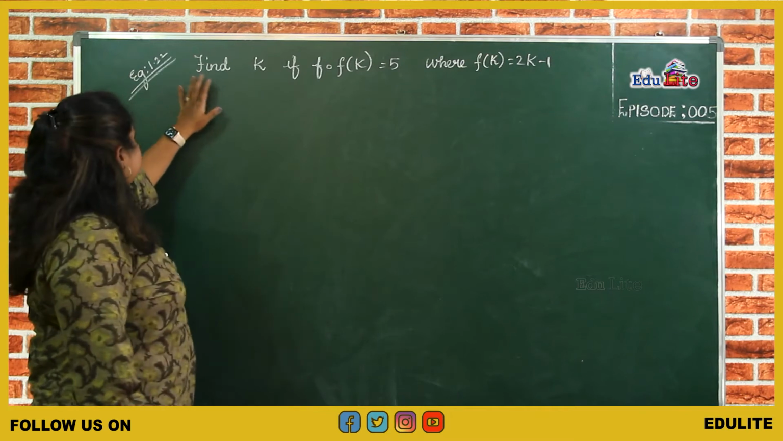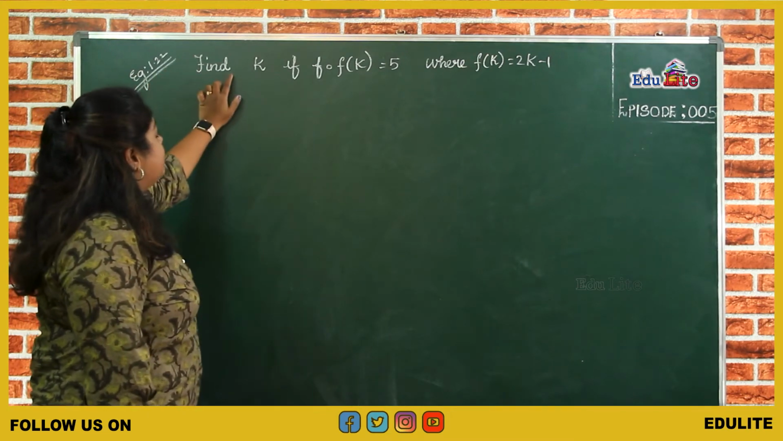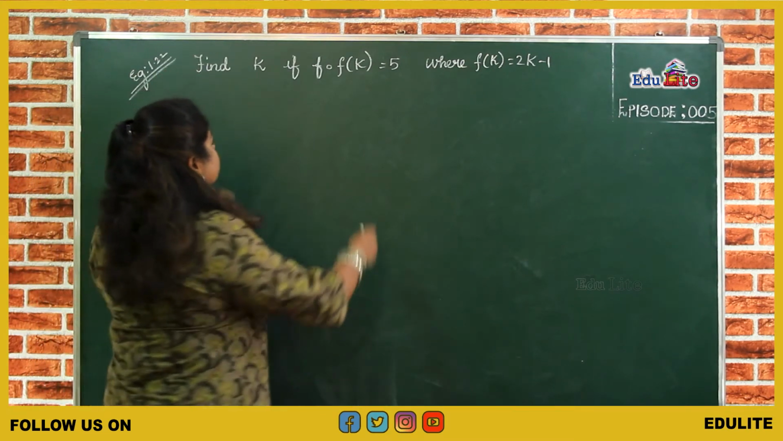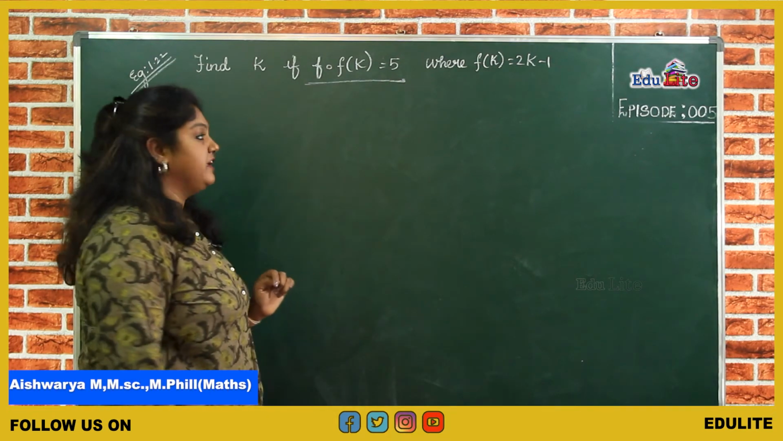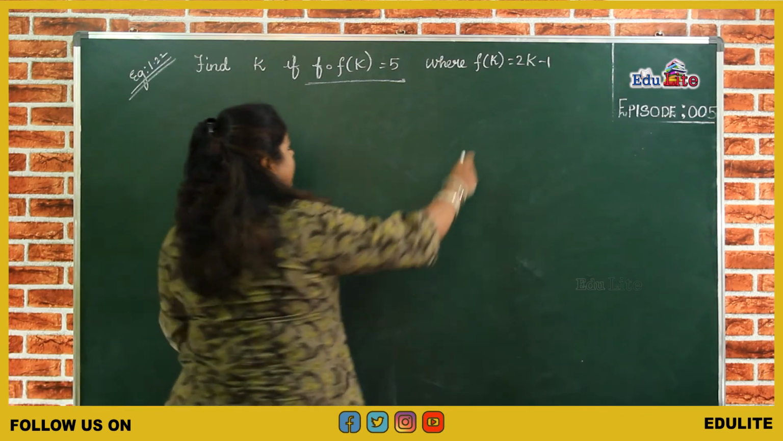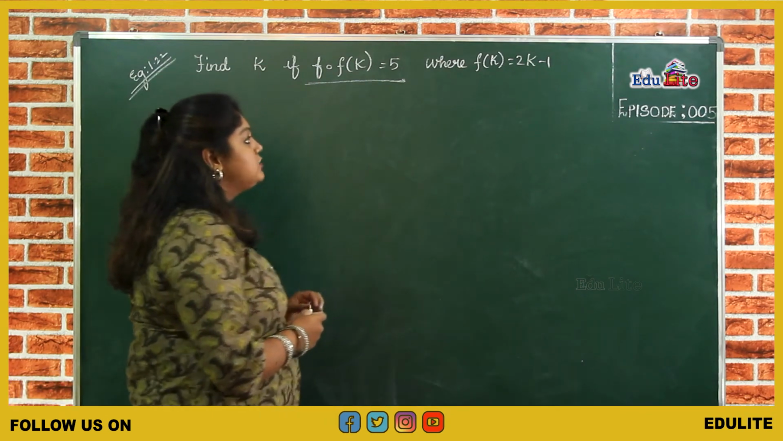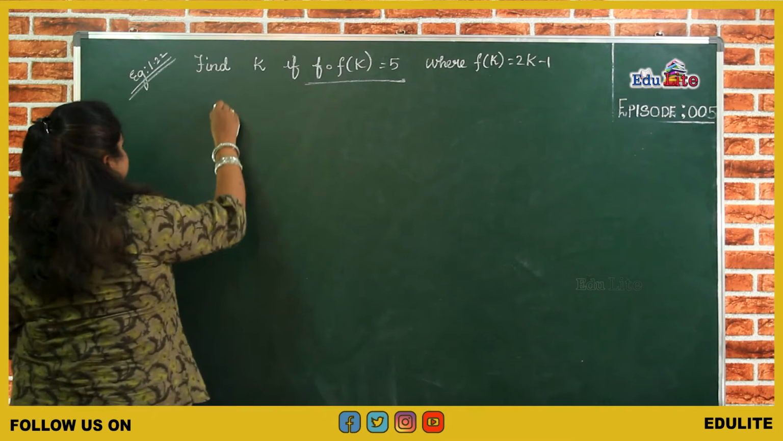In the next problem, example 1.22, we have to find the value of k. To find the value of k, we are given the relation f composite f of k is equal to 5, where f of k is given as 2k minus 1. So let us find the value of k.